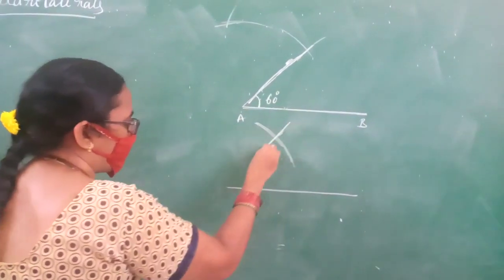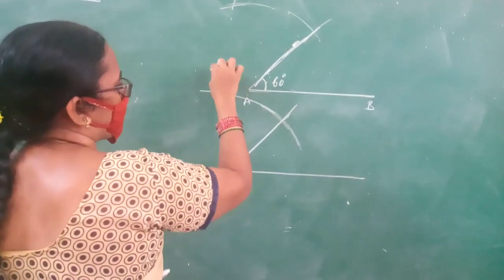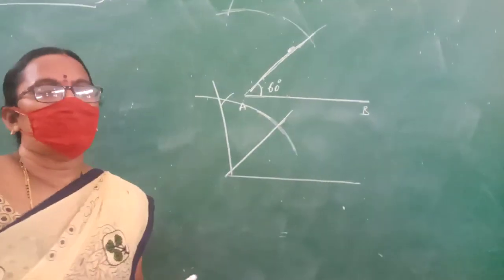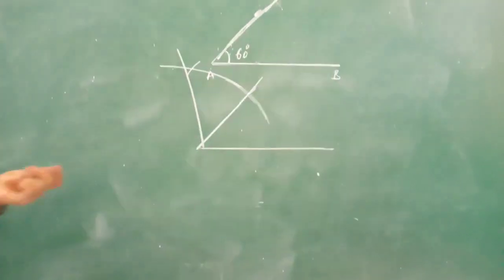Keep like this, you can cut. Then join with the help of scale. Expand and you can also cut. This is the 120 degrees angle. Okay, already we learned in the 6th class.